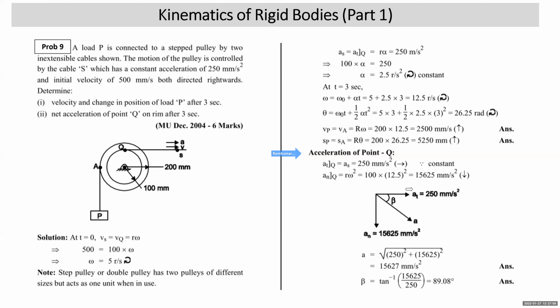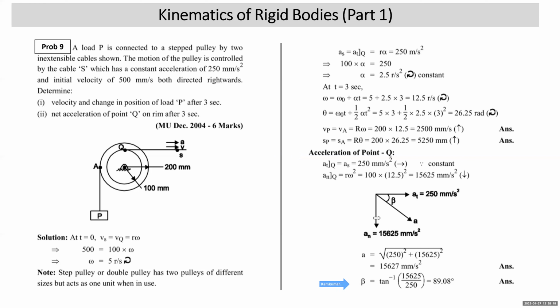On the diagram we have shown At as 250 mm per second square. An is 15625 mm per second square. The resultant acceleration will look like this. Beta is the inclination of the resultant acceleration with the direction of tangential acceleration. So total acceleration is the square root of 250 squared plus 15625 squared. So it is 15627 mm per second square.